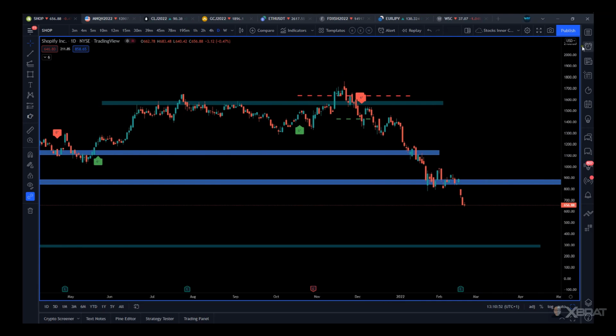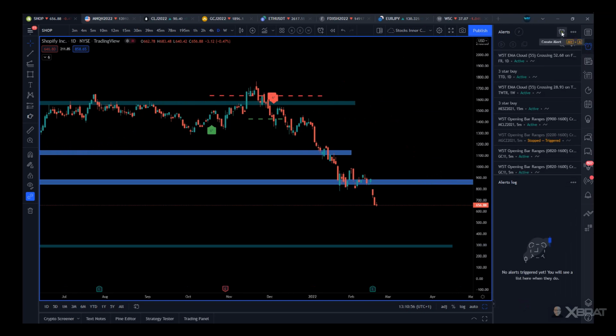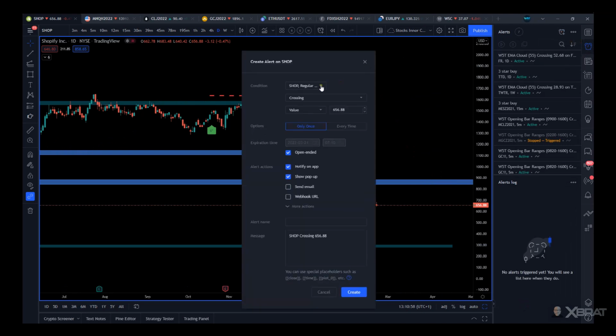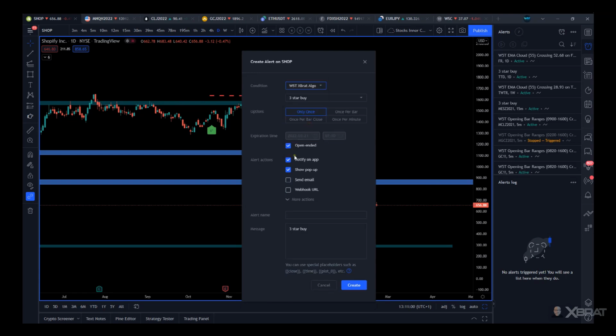To do that, we go to the right here to the alerts tab. We're going to add an alert. We're going to go down to xBratAlgo, and we're going to say, right, I want a 6-star buy. Okay, once per bar. So every time there's a new candle, if there's a 6-star buy, it will give us an alert. Now, we want to leave that open-ended because we want to be alerted whenever there's a signal. Then we can look at the chart, make sure we've got some fresh air.